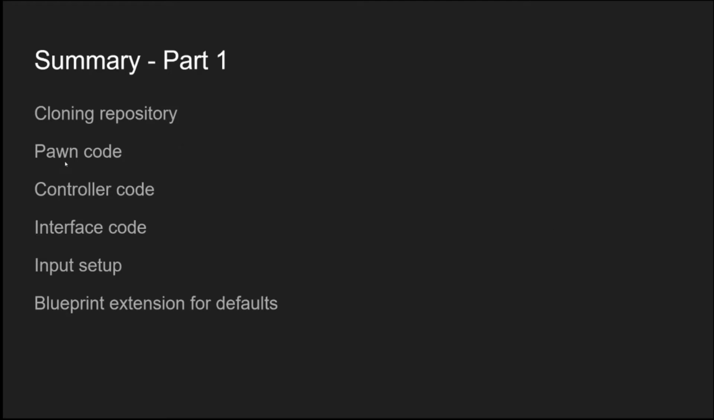After that, we'll work on looking at how the pawn code works, controller code, interface code. We'll set up our inputs in Unreal Project, and then we'll extend some of our pawn code in the blueprints. Also setting up our game mode a little bit. All right.